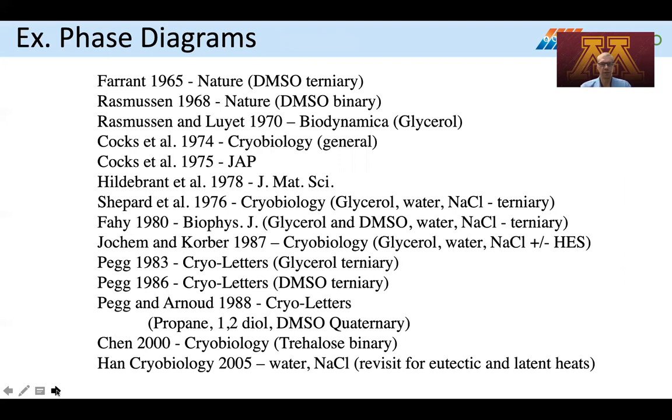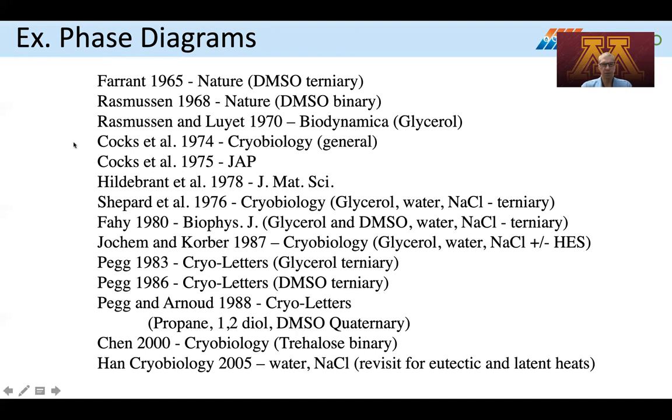Here's lots of different phase diagrams that have been published in the literature, and you see some early in the 60s, which is very interesting. And you can see dimethyl sulfoxide, which is a cryoprotective agent that people still talk about and use today. Some people consider it now a neurotoxin, so there's a lot of work at the NIH and in cell therapies now to try and find alternatives to dimethyl sulfoxide.